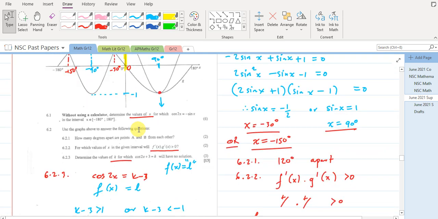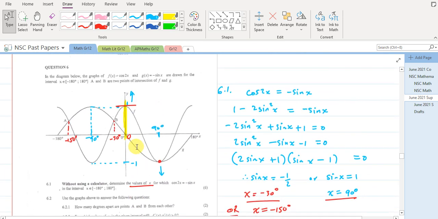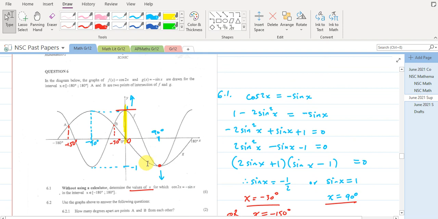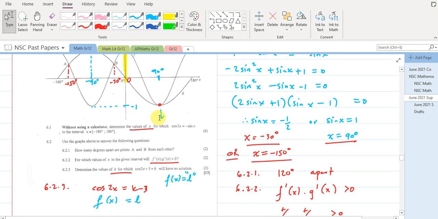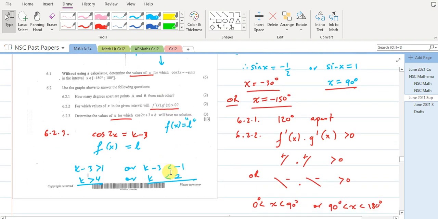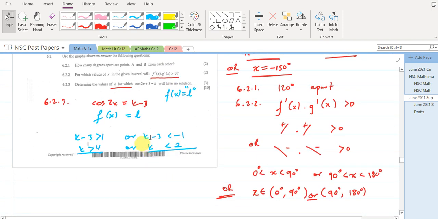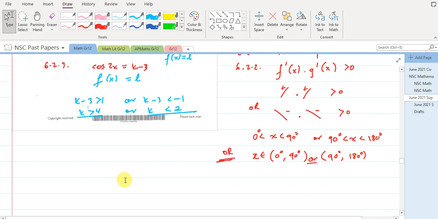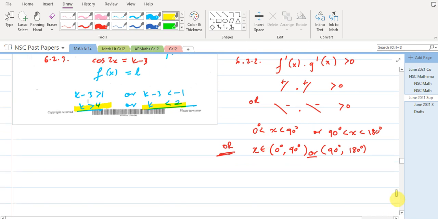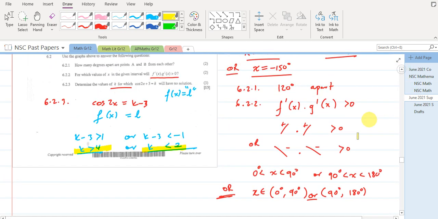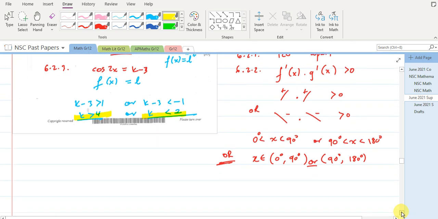If k minus 3 is greater than 1, or if k minus 3 is less than minus 1, below minus 1. Yes, so we have done this correctly. These are my two solutions, k greater than 4 and k less than 2. If you have any other methods, please don't forget to comment.